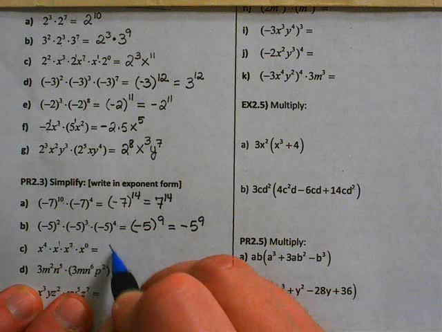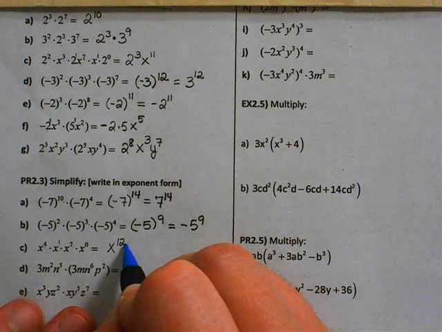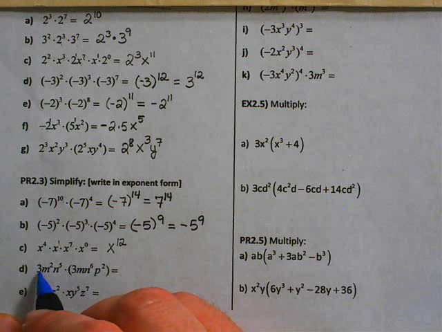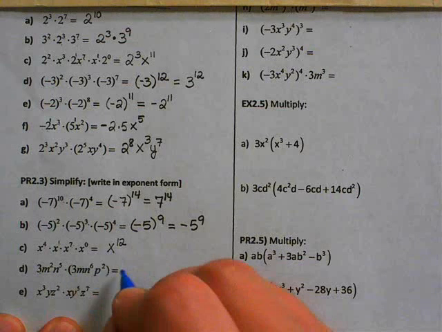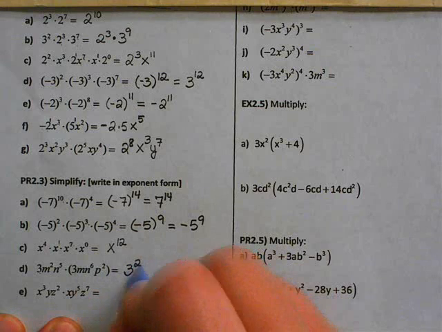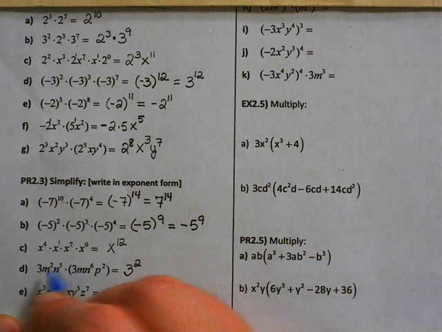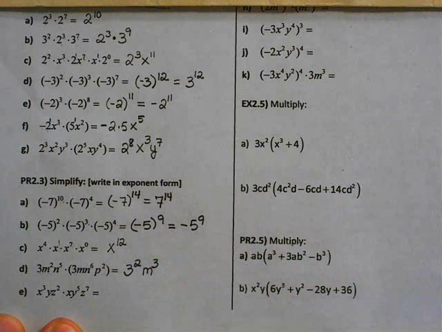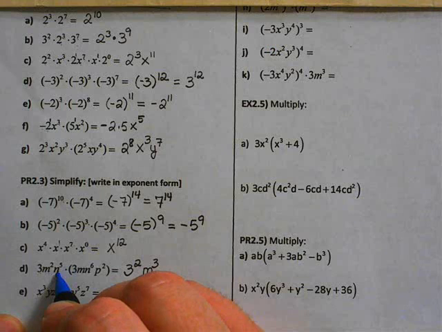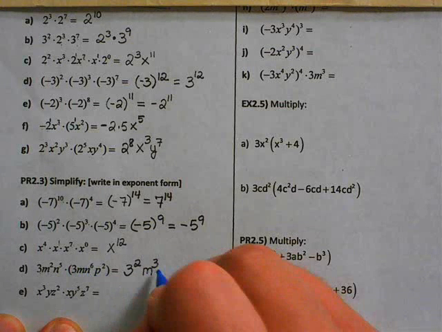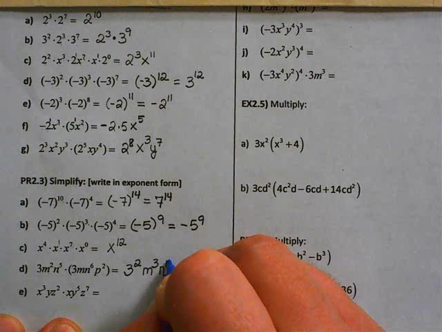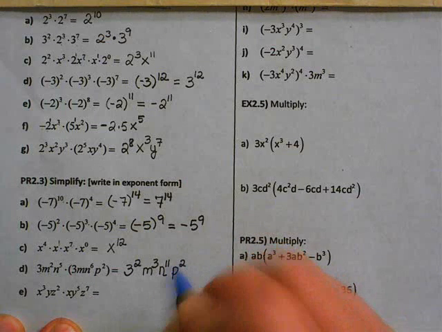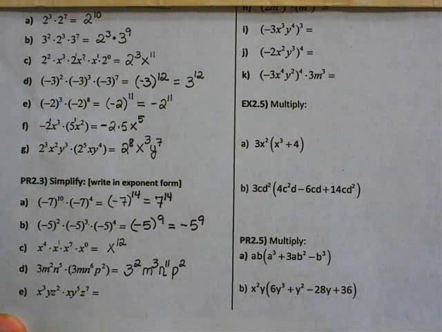Next problem. I have 3 to the first. 3 to the first becomes 3 to the second. M squared times m to the first becomes m to the third. N to the fifth times n to the sixth becomes n to the 11th. And I have e squared that I put at the end there. Okay? And that's it. Let's do the next one.